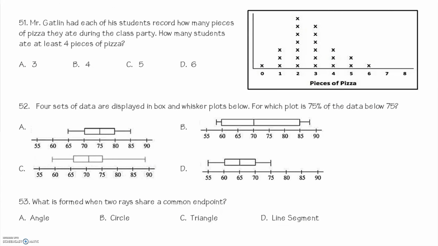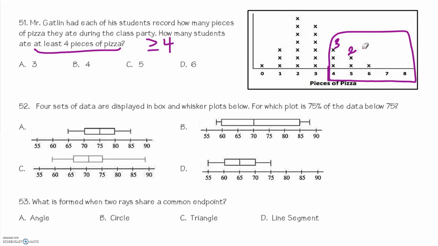All right, 51. Mr. Gatlin had each of his students record how many pieces of pizza they ate during the class party. How many students ate at least 4 pieces of pizza? That means greater than or equal to 4. So I find 4 and greater, which is this chunk over here. How many students is that? Well, 3 ate 4, 2 ate 5, and 1 ate 6. 3 plus 2 is 5, plus 1 is 6. So 6 students ate 4 or more pieces of pizza.